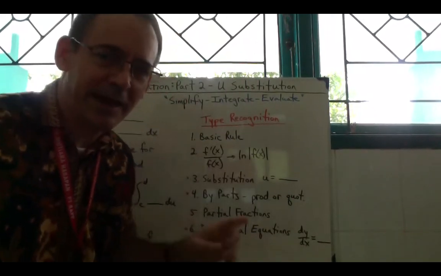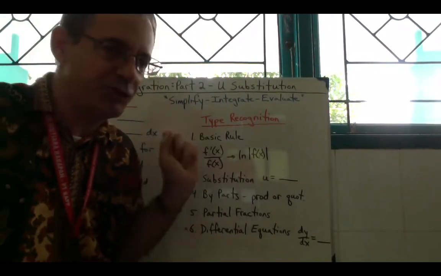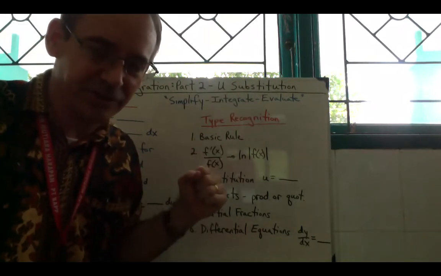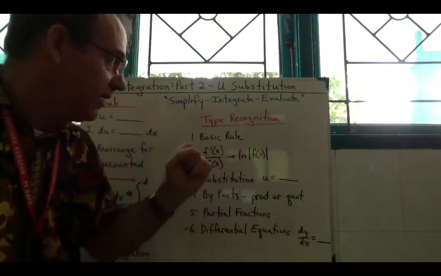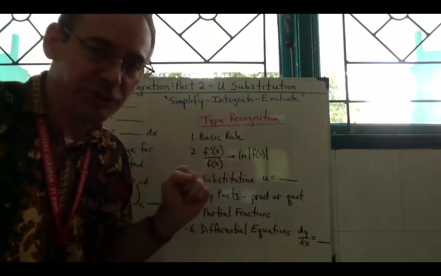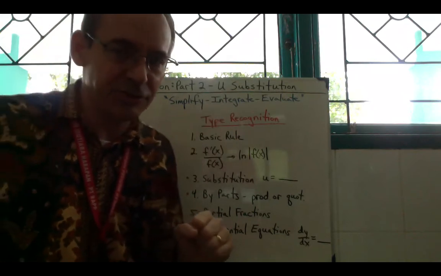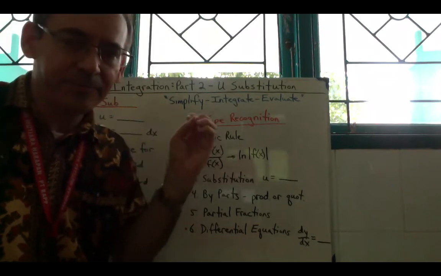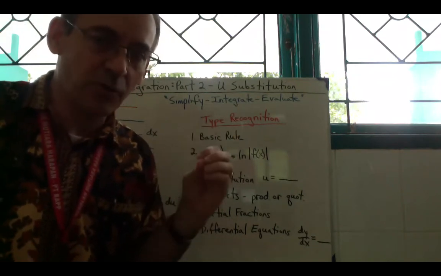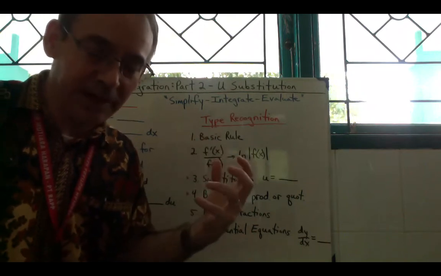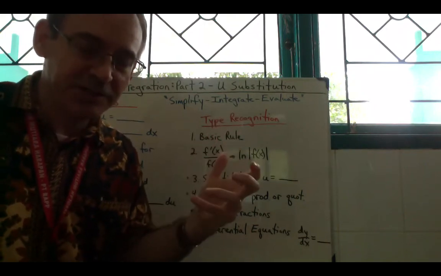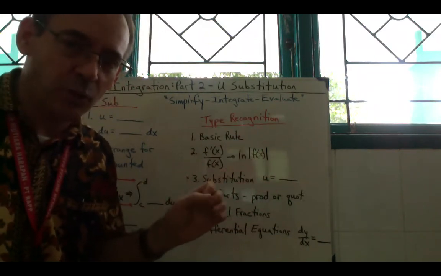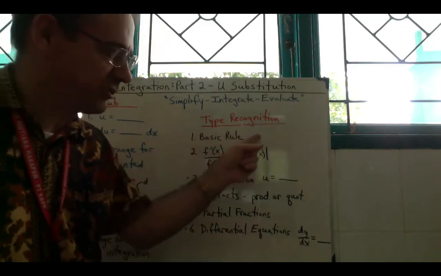Today we're going to look at Pure Math 3 Integration Part 2, U Substitution. It can actually use other variables as well, but normally we'll use the variable U for a substitution. Now we're looking at different methods of integration, or different ways to help us simplify an expression so that we can integrate it. So you learned basic integration rules in Pure Math 1.